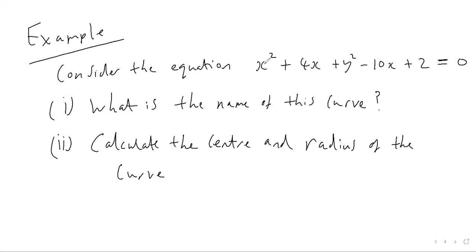So let's consider this equation here. So we've got x squared plus 4x plus y squared, take away 10y plus 2 equals 0. So first question is, what is the name of this curve? And then the next question is to calculate the center and the radius of the curve.